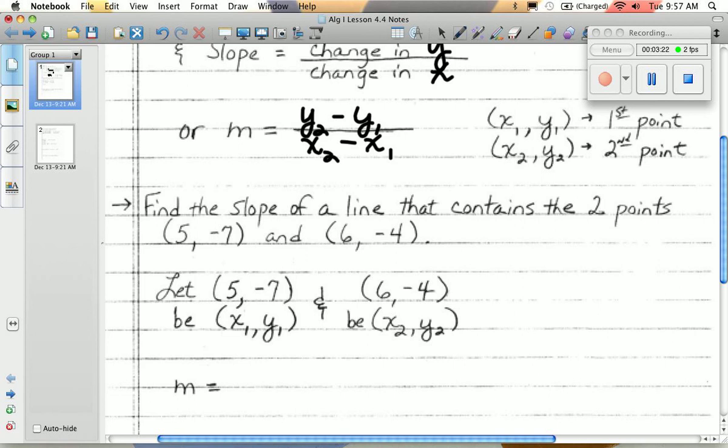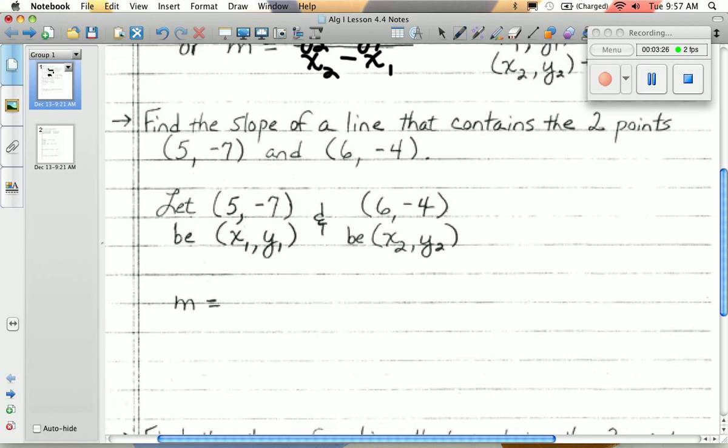Okay. Find the slope of the line that contains the 2 points, the ordered pairs (5, -7) and (6, -4). I've already said, I'm just going to let the first point that they gave us be x sub 1, y sub 1, and the second point be x sub 2, y sub 2. In other words, you have to decide where you're going to start.